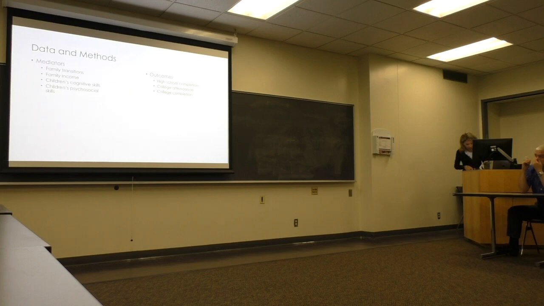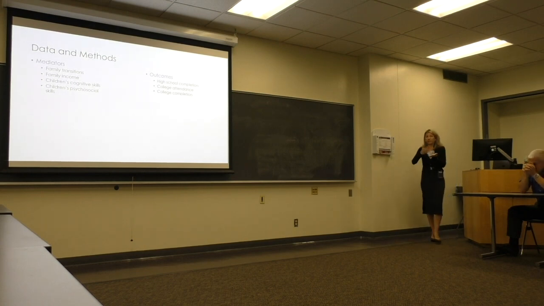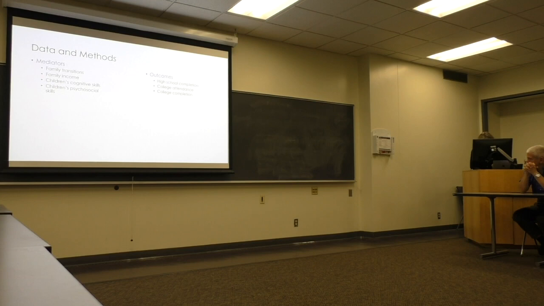And then the outcomes: high school completion by age 18, college attendance by age 19, college completion by age 23. So these are really timely, on time, so to speak, indicators of educational attainment.